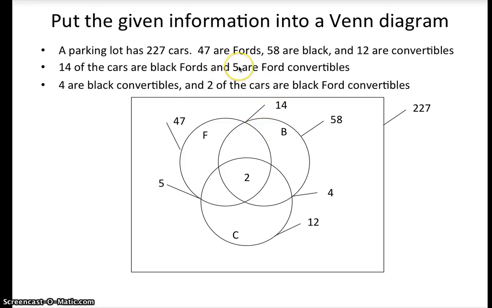Okay, and then 5 are Ford convertibles, and similarly, here's Ford, here's convertible. So 5 is this entire football-shaped region. And 4 are black convertibles, which means this entire region here is 4. That's why that's indicated that way. 2 have all three attributes, black and Ford and a convertible, and of course that goes in the middle.